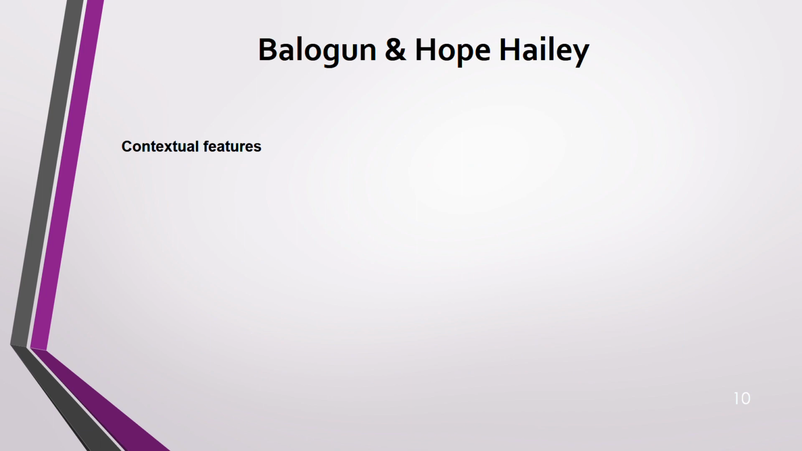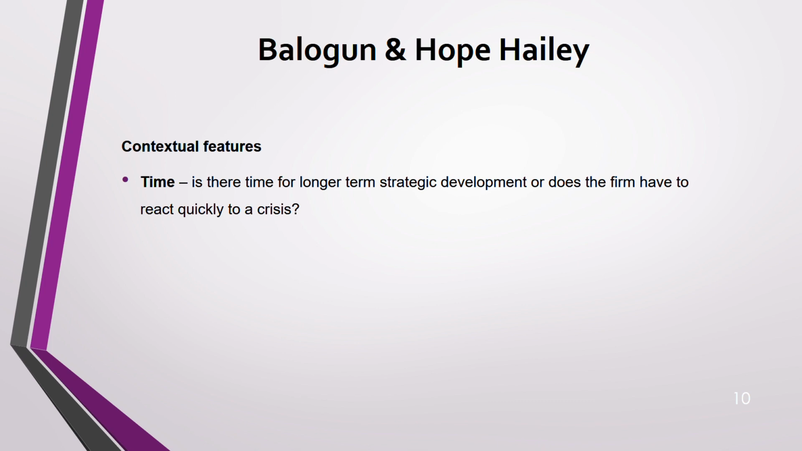Now, we are moving on to another model known as Balogun and Hailey. You might get this model. Okay. This is some contextual features. Okay. This is regarding change again. When you are talking in terms of change, you have to take this also into account. These 8 contextual features: with this, you have to see how much you have to change, whether change is required, right? Number 1 is time.